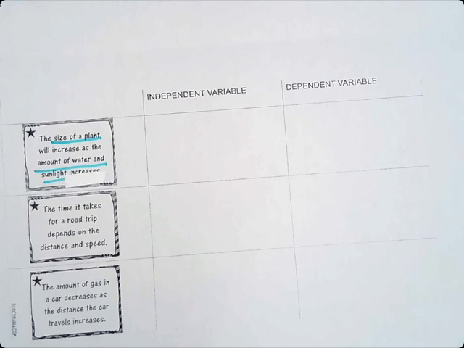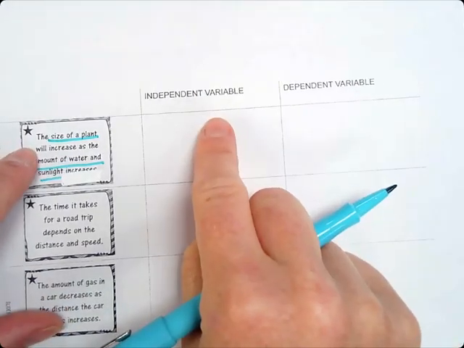So we need to determine which one's independent, which one's dependent. Which one depends on the other? Plant size depends on what? Amount of water. So if you forget to water it for a week, what's going to happen to the size of that plant? It's going to shrink up. It might even die. So what's our independent?